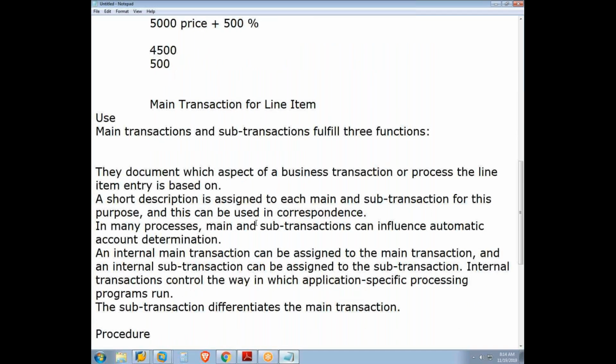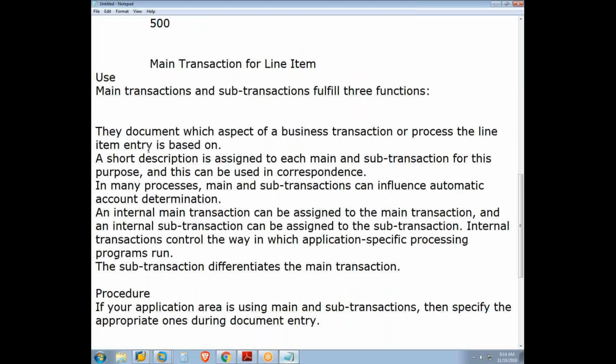They document which aspect of the business transaction or process the line entry is based on. A short description is assigned to each main and sub transaction for this purpose, and this can be used in the correspondence. In many processes, main and sub transactions can influence the automatic account determination. Tomorrow, if you print out the FICA document and send it to the customer, they would know why the amount was debited to them, for which reason, and what charges have been calculated. That description also can be maintained in the correspondence to the customer.